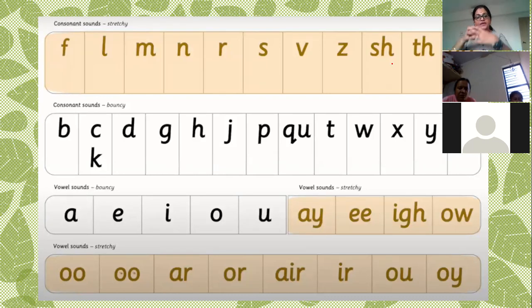Okay, those sounds have to be stretched. The same goes with vowels. Some have to be stretched and some need not. Why am I talking about stretching and bouncing? They help you in identifying the syllables of the word.